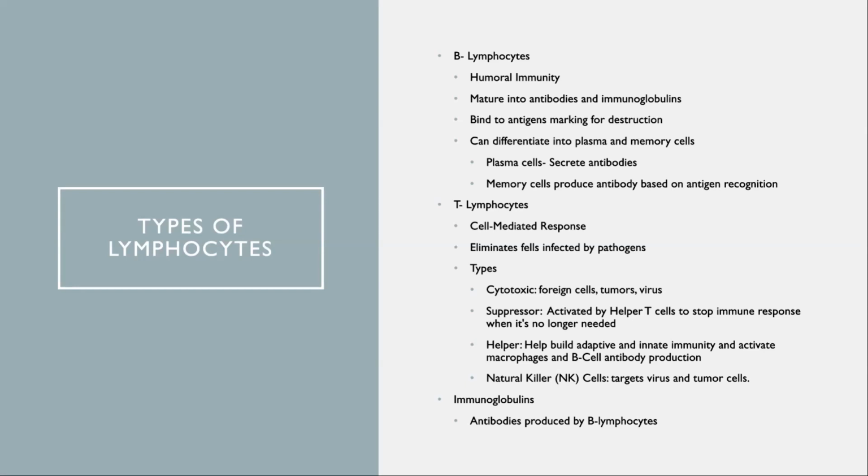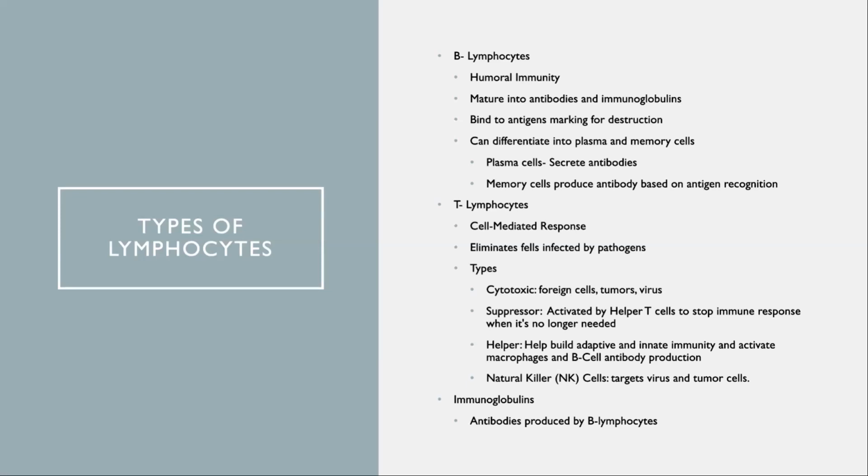Our T lymphocytes help with the cell-mediated response, and they eliminate cells infected by pathogens. There's different types of T lymphocytes, and they are categorized as cytotoxic, which fights foreign cells, tumors, and viruses. There's suppressor T lymphocytes, which are activated by helper T cells to stop immune response when it's no longer needed.